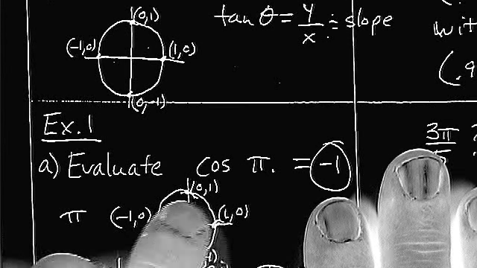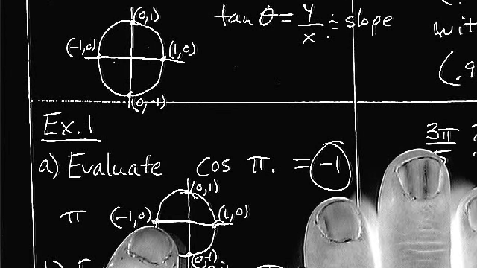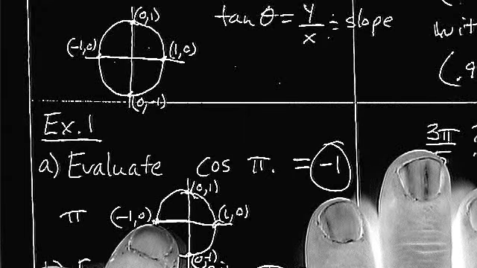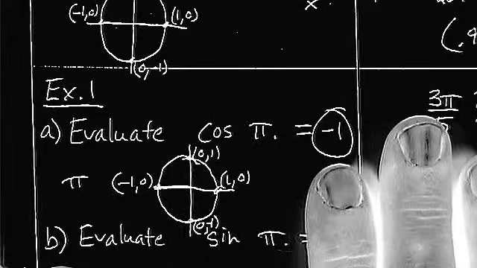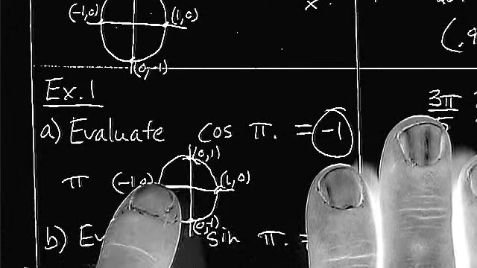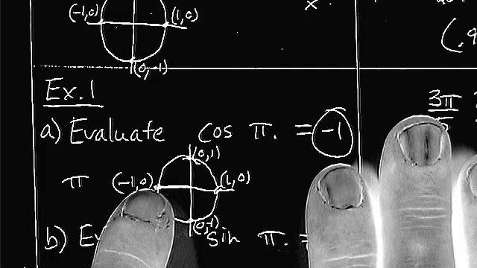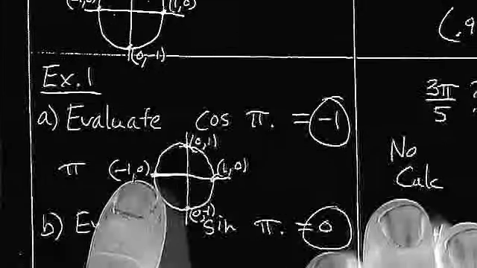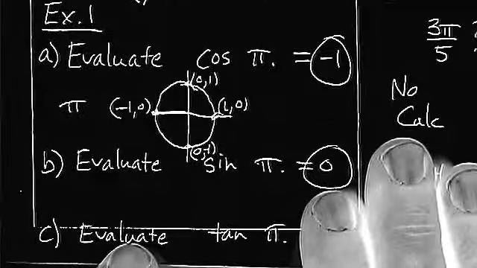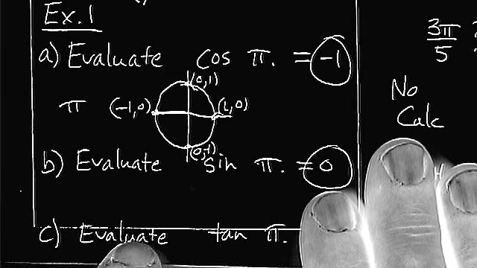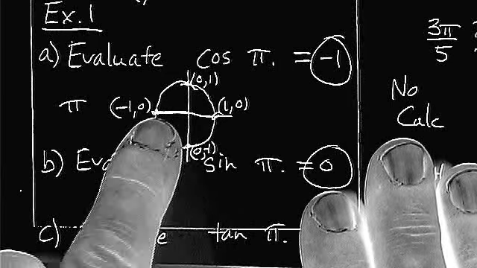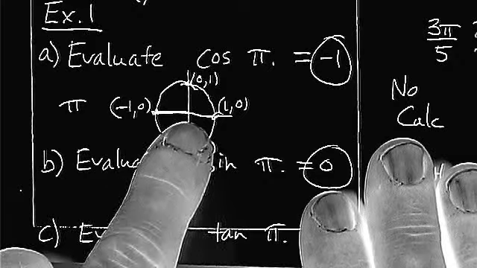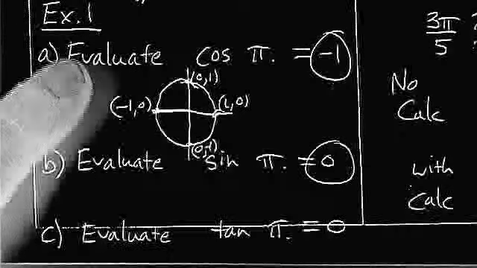So you need to know where the angle is, and you need to know whether you're dealing with an x value, or a y value, or the slope. So if it says evaluate the sine of pi, you're going to find pi and identify that its y value is 0. What about the tangent of pi? That would be the slope of the line that extends out this way. Well, that slope is 0, right?